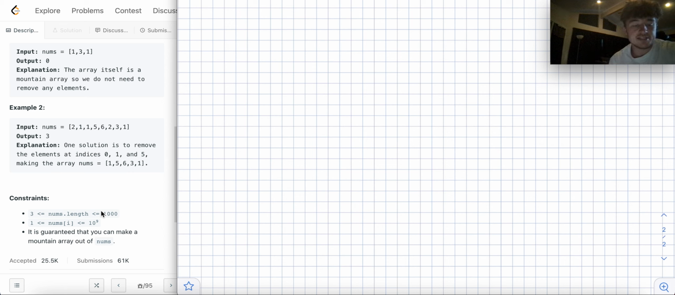Now the constraints: we have nums length greater than or equal to 3. So it's guaranteed that you can make a mountain array. Okay, so there's always some way to make a mountain array. It's not like we're going to be given a problem where it's impossible to make a mountain because it's all increasing or all decreasing or something like that.